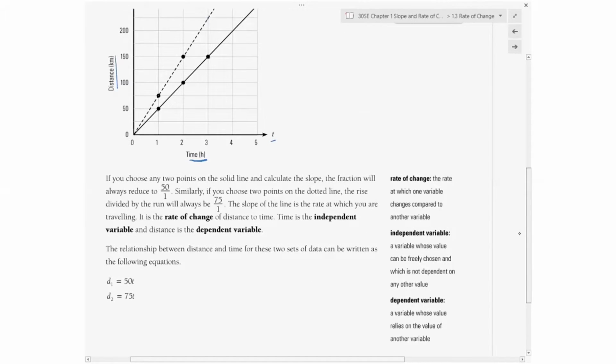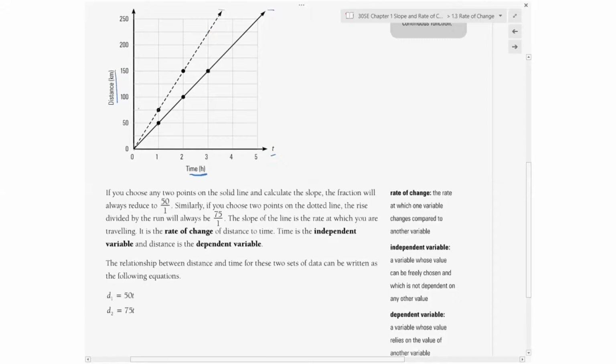So if you choose any 2 points on this solid line here and calculate the slope, your fraction will always reduce to 50 over 1. Same way, if we did the same thing with this dotted line here, if we took these 2 dots and calculated the slope with them, it would be 75 over 1 every single time. So the slope of the line is the rate at which you are traveling. So the rate of change is distance to time here.